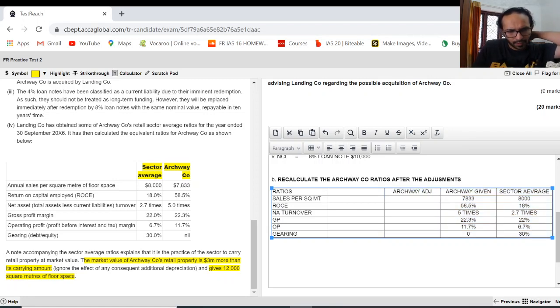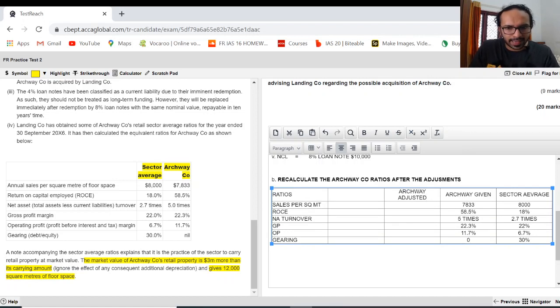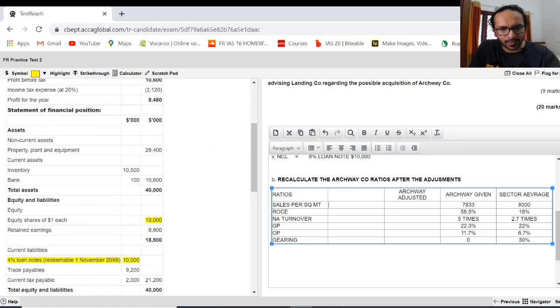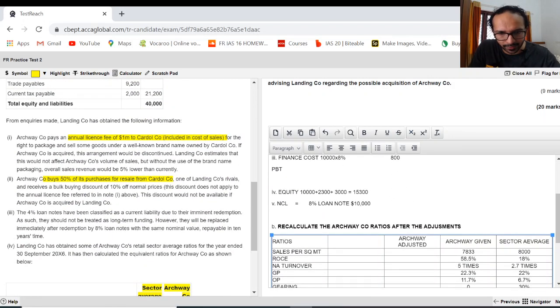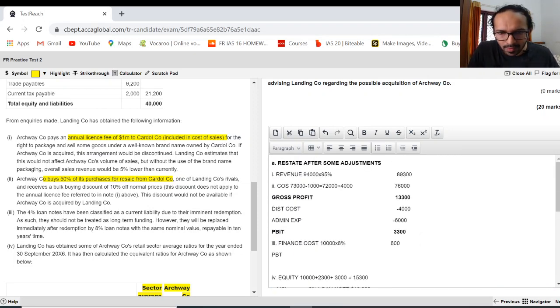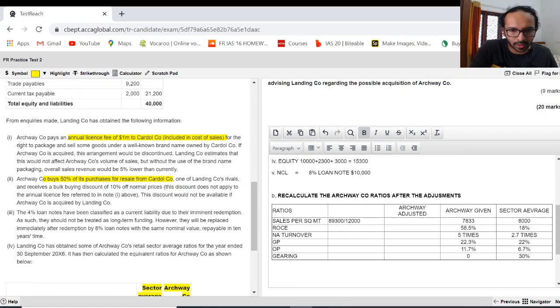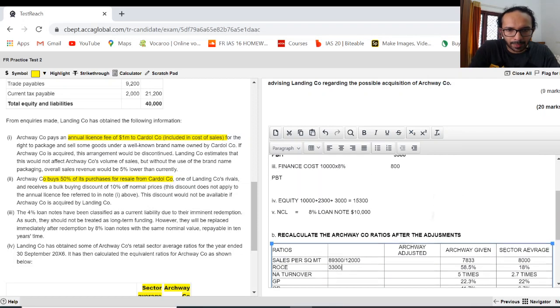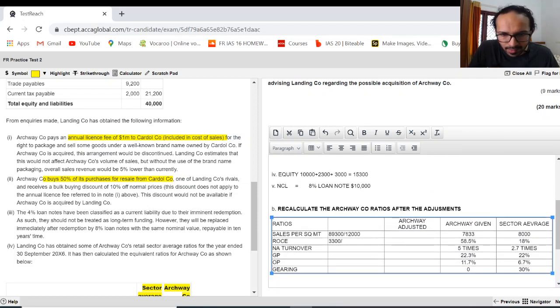Now we'll have to calculate the adjusted ratios of Archway, starting with annual sales per square meter. The square meter is 12,000 and the adjusted sales is 89,300, so 89,300 divided by 12,000. ROC is PBIT divided by capital employed, right? PBIT is 3,300, which we had already calculated. Capital employed is debt plus equity: debt is 10,000 plus equity 15,300, into 100.